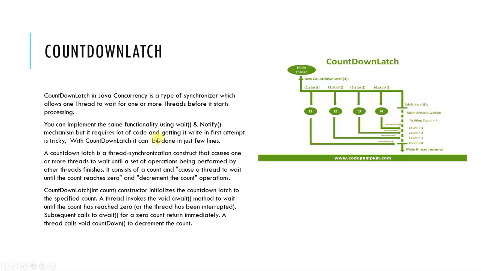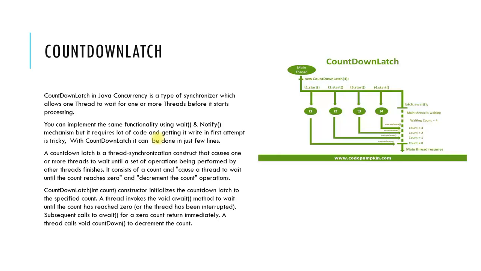Okay, the next synchronizer is CountDownLatch. CountDownLatch, in Java concurrency, is a type of synchronizer which allows one thread to wait for one or more threads before it starts.